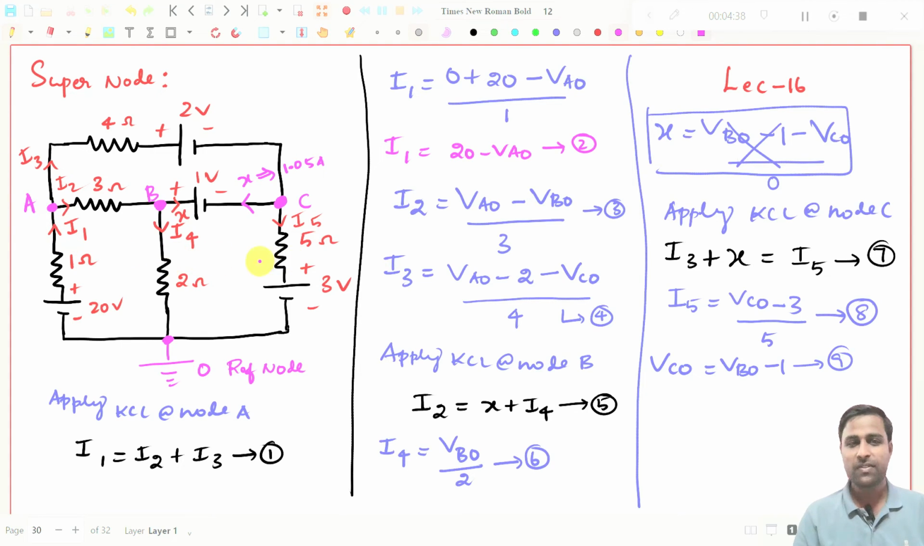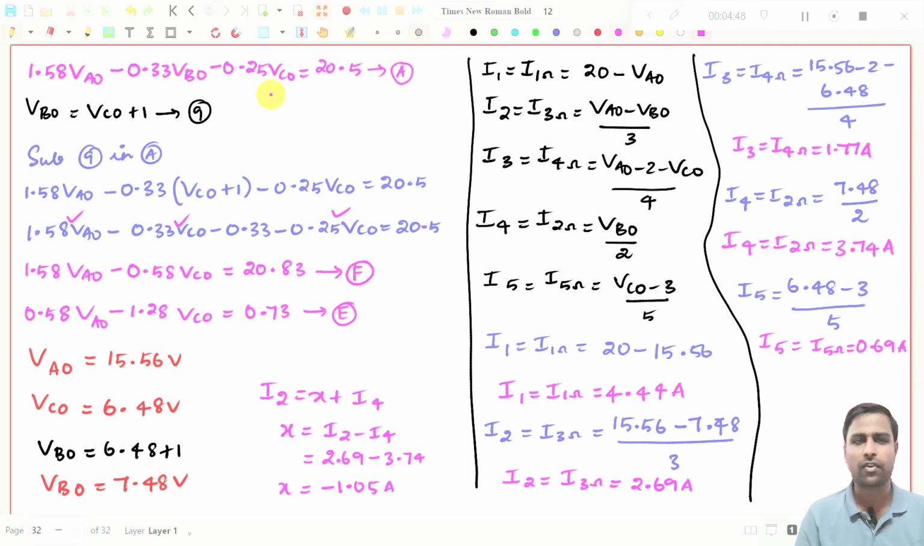You see, these current directions were assumed by us. If I am getting a negative value, then you can obviously change the current direction. But for all the currents, I1, I2, I3, I have got positive values, so whatever current direction we have assumed there is correct. But this X current direction, we have assumed in the opposite way, so it has to be reversed. So this also you can find by this method, but it is not necessary. The question was to find all the currents in all resistors. Anyhow, we can also find this.